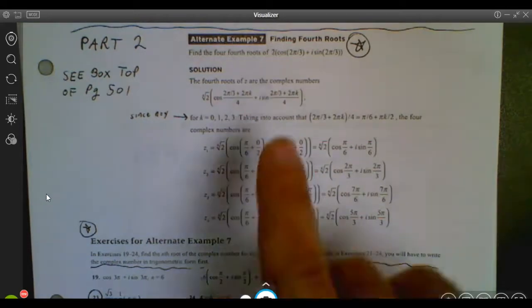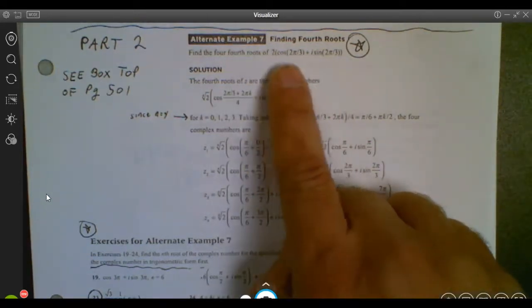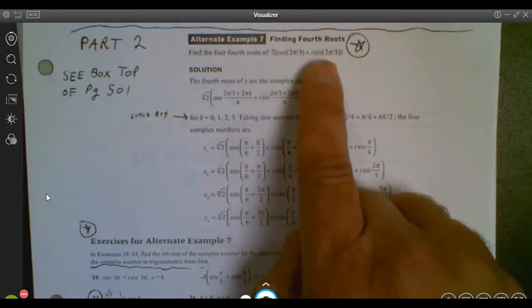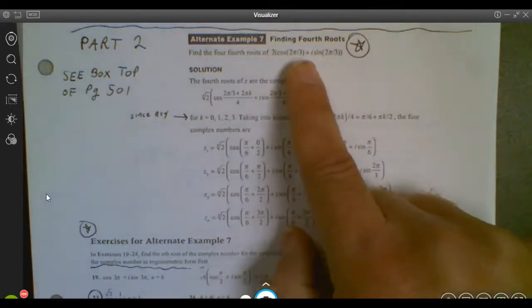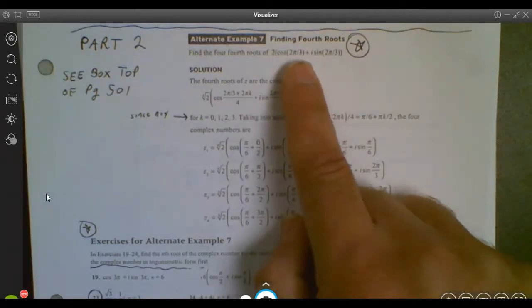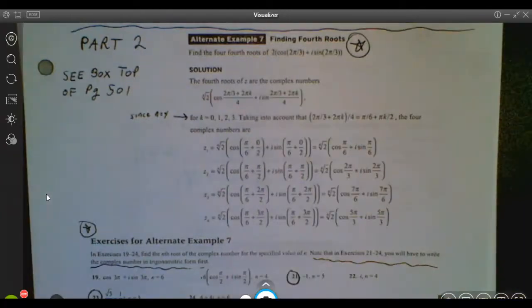So the example we're going to go through first looks like this. So here is our z value. Notice it's in trig form, so r cosine theta plus i sine theta, just like we talked about in the previous lesson. And they're essentially asking us for the fourth root of this big number here, the fourth root of z.